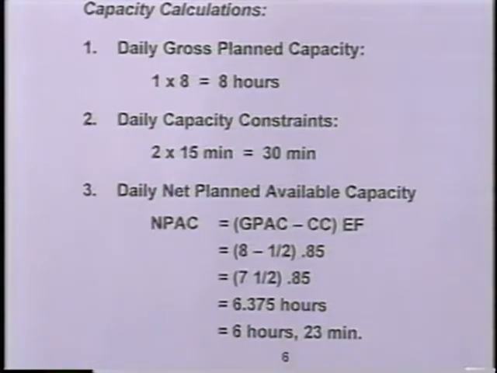And we go through the calculation, and in this case, we have a net available capacity for this electrician of 6 hours and 23 minutes. Now again, if we schedule this electrician for 6 hours and 23 minutes, we're scheduling that electrician at 100% utilization, recognizing that that electrician is operating at 85% efficiency. And again, we would be totally unrealistic if we were going to do that.